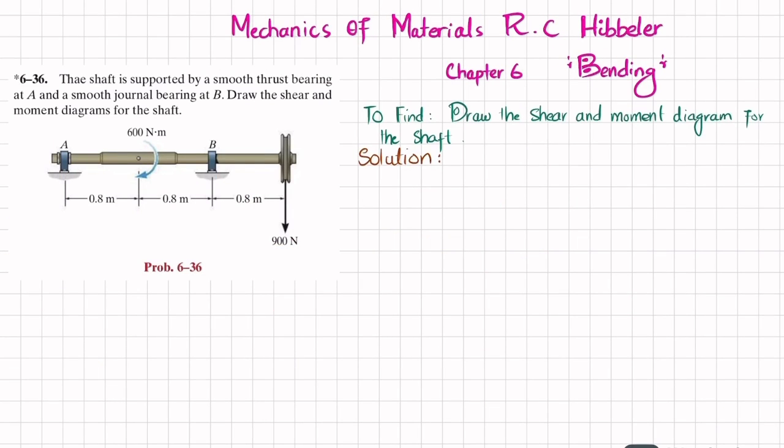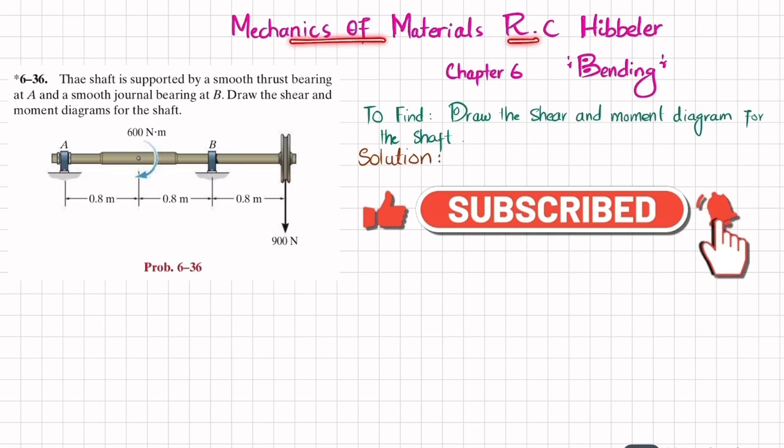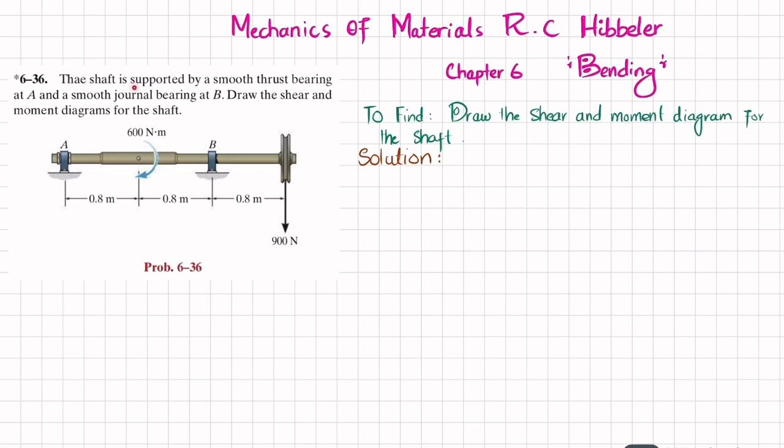Welcome back. Problem 6-36. This problem is taken from chapter number 6, that is bending, and the book name is Mechanics of Materials by R.C. Hibbeler. Statement: the shaft is supported by a smooth thrust bearing at A and a smooth journal bearing at B. Clear? Draw the shear and moment diagram for the shaft.